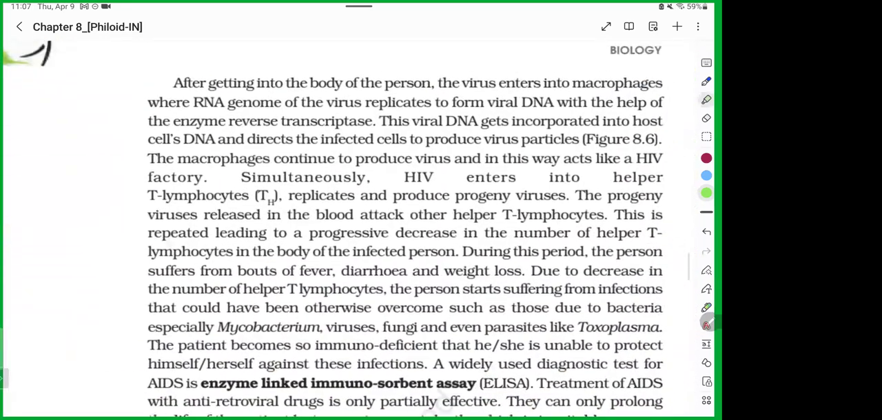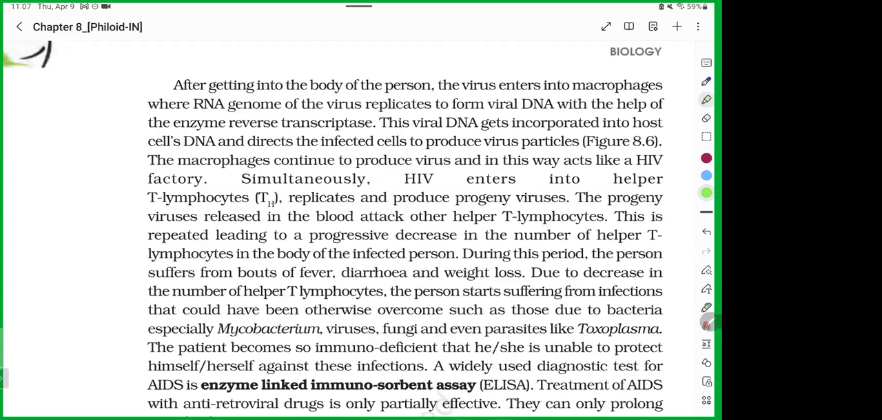Correct. Next. Once the virus gets into the person, the virus enters into the macrophage. The cell name is important, macrophage, where the RNA genome of the virus will replicate to form DNA with the help of the enzyme reverse transcriptase. This viral DNA will enter into the host DNA and directly infect the cell and produce more virus particles. That's why the macrophage will continue to produce virus, and that's why the macrophage will act like an HIV factory. Why? Because macrophages are producing more cells.